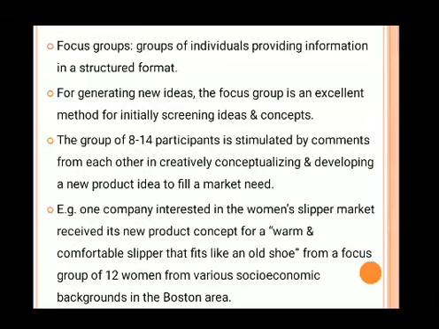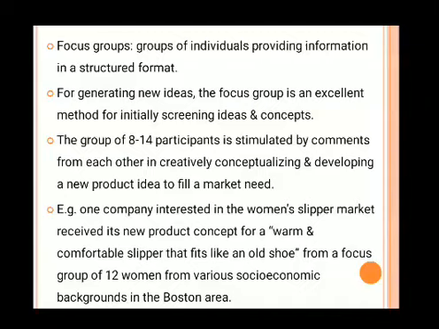So what are focus groups? Groups of individuals providing information in a structured format. For generating new ideas, the focus group is an excellent method for initially screening the ideas as well as the concepts. A group of 8 to 14 participants is stimulated by comments from each other in creatively conceptualizing and developing a new product idea to fill a market need.